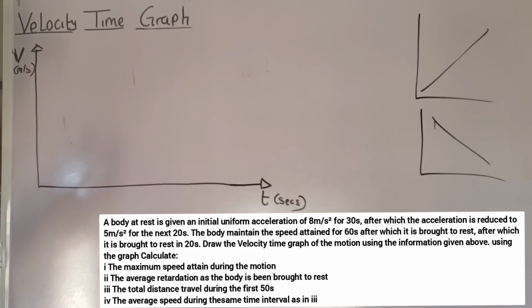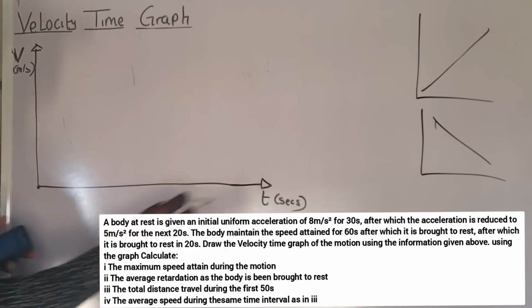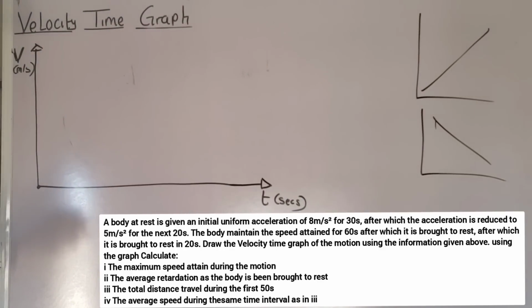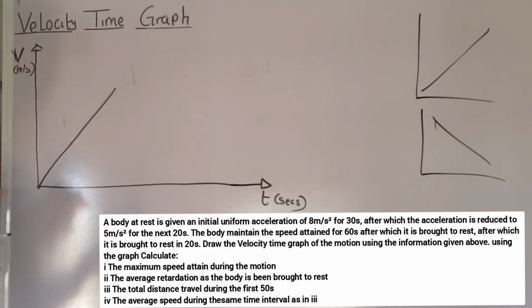A body at rest is given an initial uniform acceleration of 8 meters per second squared for 30 seconds. The first time that we are given is 30 seconds. So, let's say this is where the body starts. The body is at rest. Then, because it accelerates at 8 meters per second squared, this is how the graph will first look in the 30 seconds of the time. You understand? In 30 seconds, the body is accelerating. Please pay attention. The body is accelerating in the first 30 seconds of the motion. So that is how the graph will look.